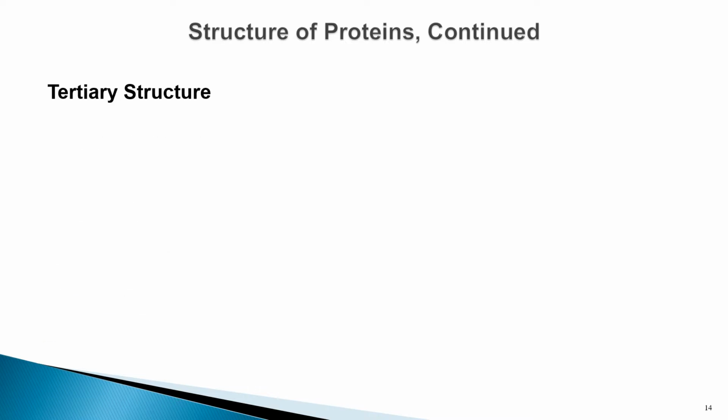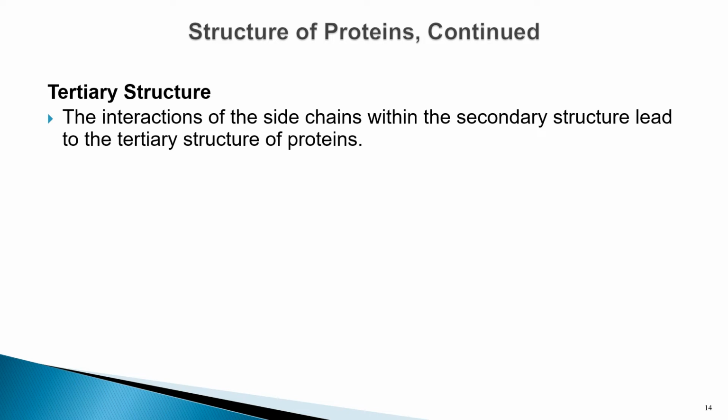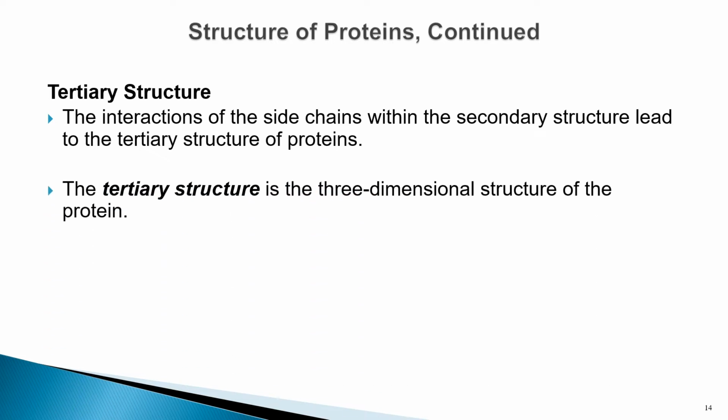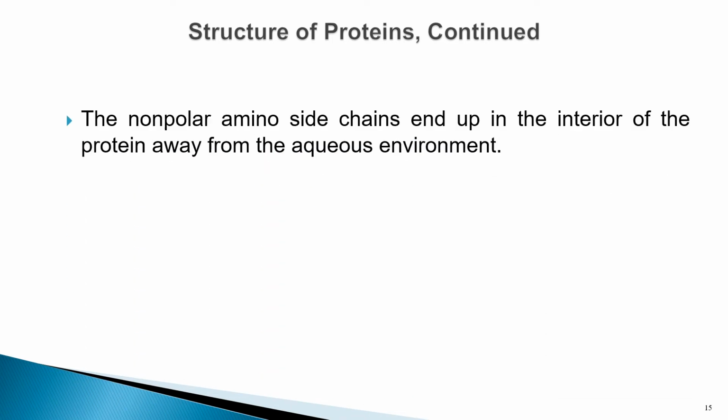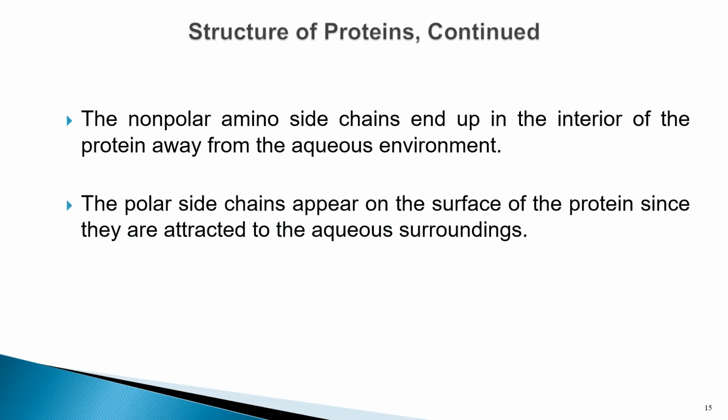Then we have the third type of structure, tertiary structure. The interaction of side chains within the secondary structure leads to the tertiary structure of the protein. The tertiary structure is the three-dimensional structure of the protein. It involves twisting and folding of the polypeptide chain caused by hydrophobic and hydrophilic interactions between the side chains of amino acids. The non-polar amino acid side chains end up in the interior of the protein, away from the aqueous environment. The polar side chains appear on the surface of the protein since they are attracted to the aqueous surroundings.